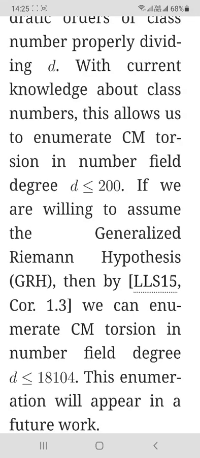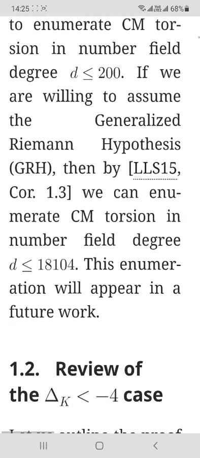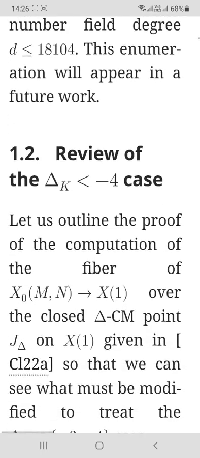This allows us to enumerate CM torsion in number field degree d less than or equal to 200. If we are willing to assume the generalized Riemann hypothesis, then we can enumerate CM torsion in number field degree d less than or equal to 18104. This enumeration will appear in future work.